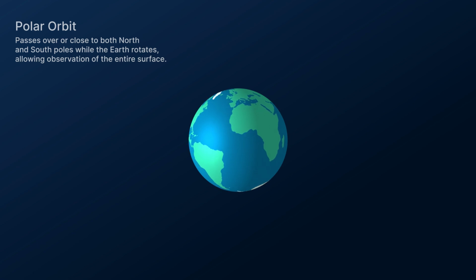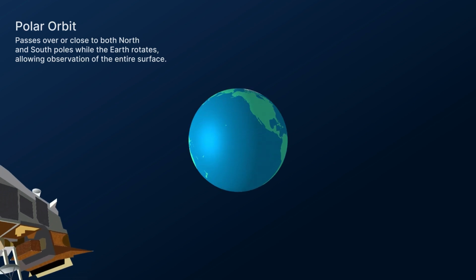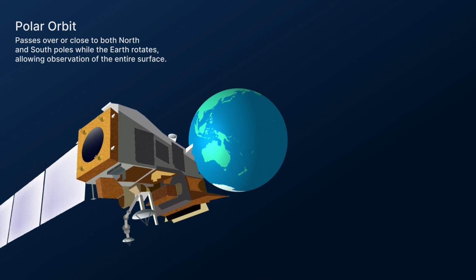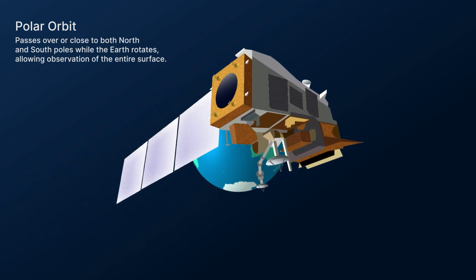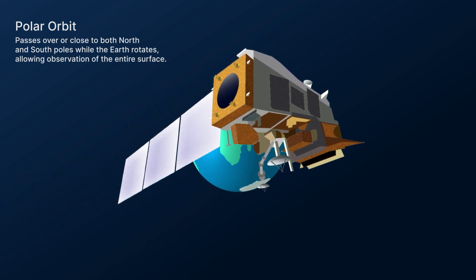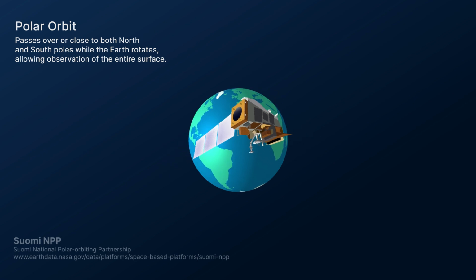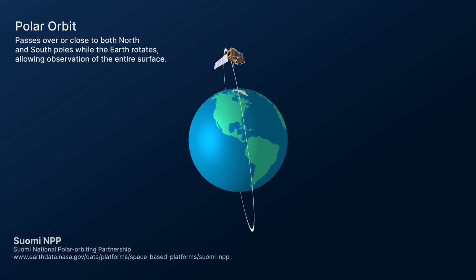Bet you can't guess where the polar orbit passes? That's right, a platform in the polar orbit passes over or close to both north and south poles, while Earth rotates, allowing observation of the entire surface. SUMI NPP has a polar orbit. Have you heard of it?